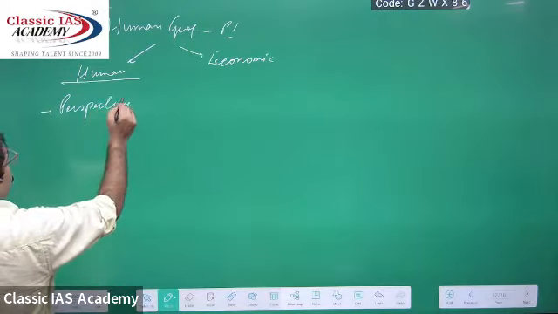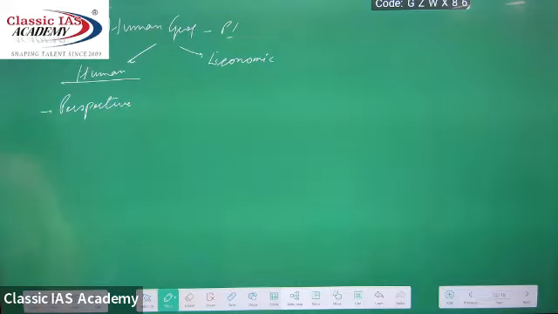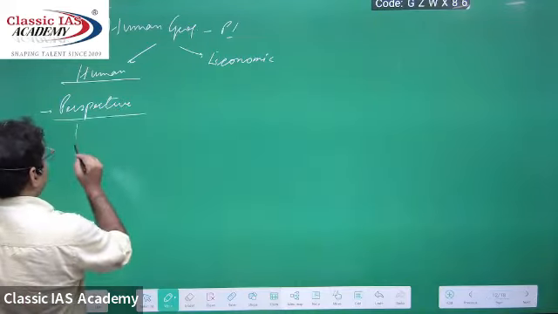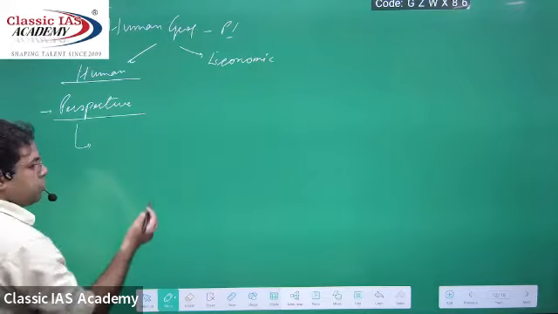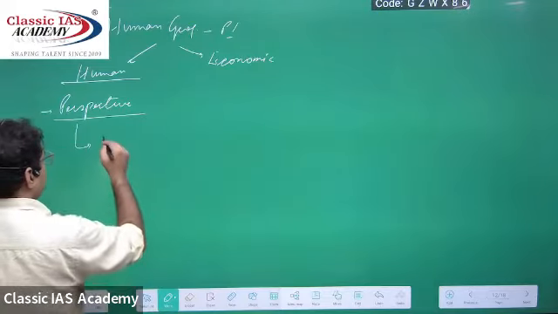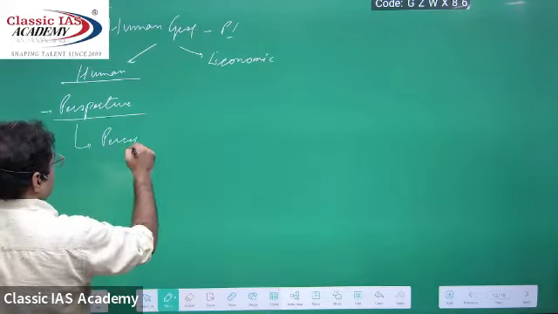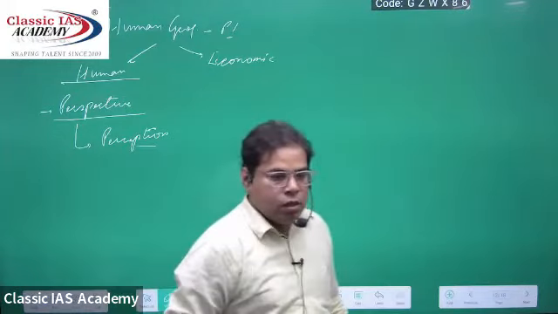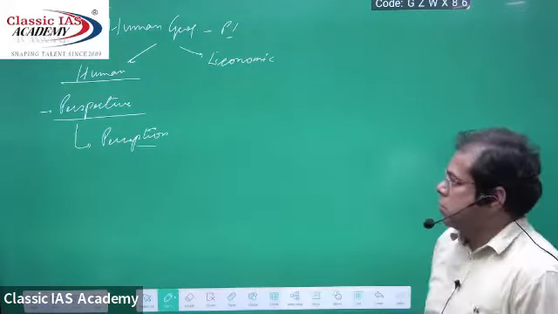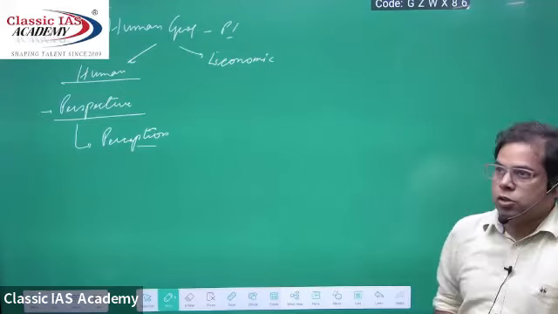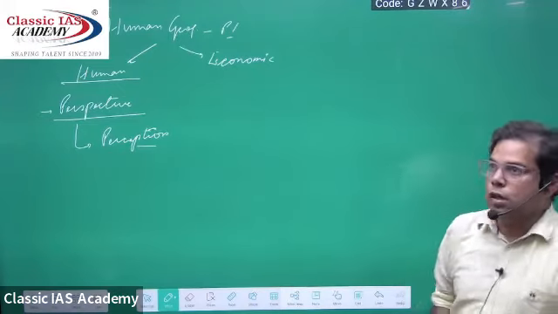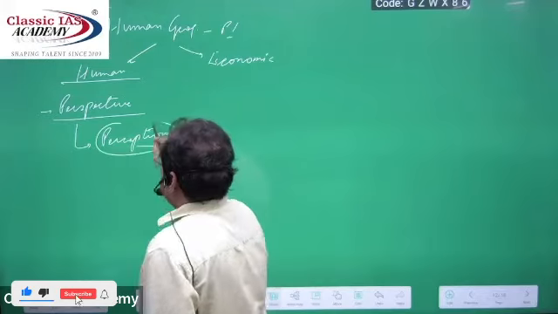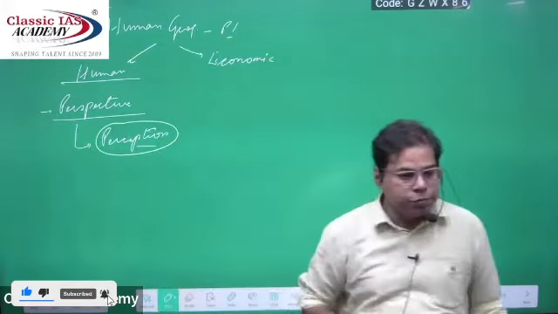It is perspective in human geography. Perspective has been derived from the word perception. Perspective in human geography is the first topic in Part 2 of the syllabus. And this word perspective has been derived from perception. What is perception?